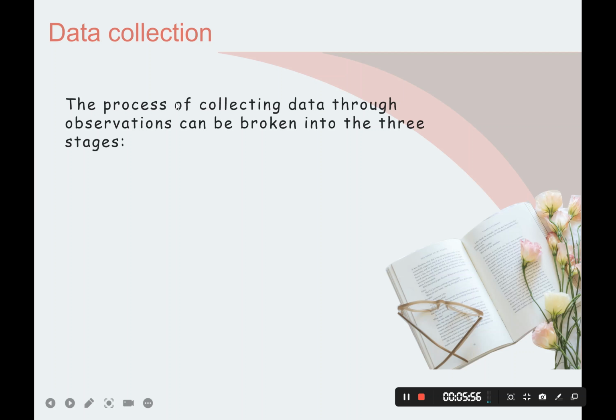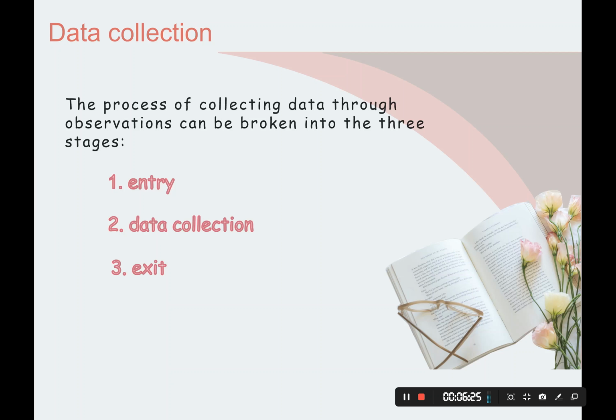Then, after you know how to design an observation and what kind of observation you will have to conduct, we will go into the next step about data collection. Actually, there are also 3 steps for data collection. The first one is entry, the second one is data collection, and the last one is exit.